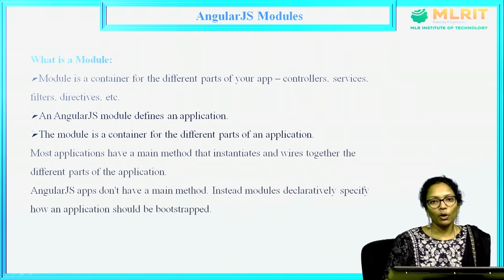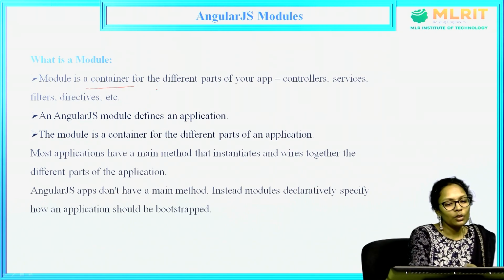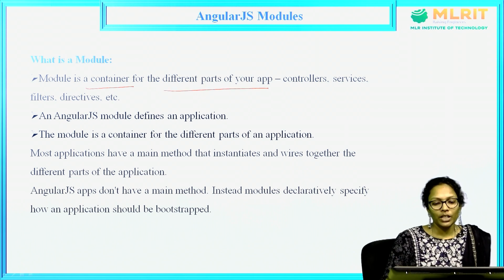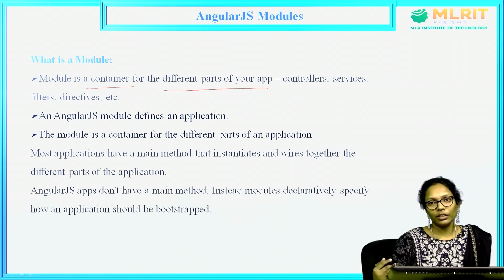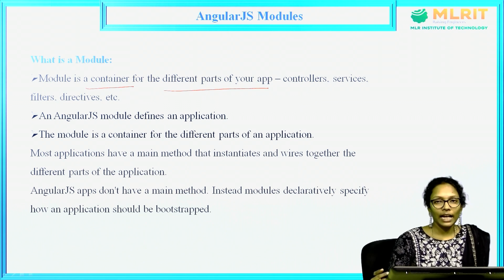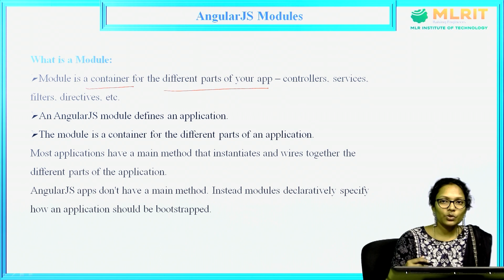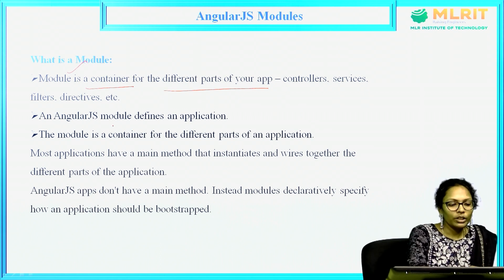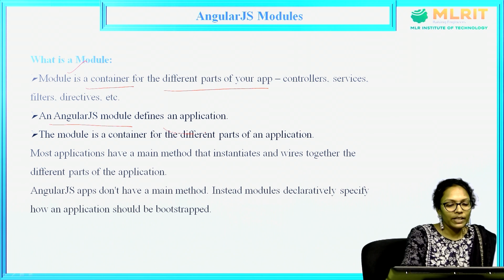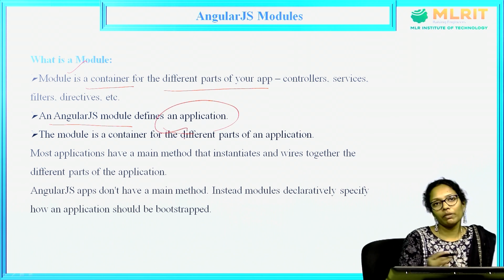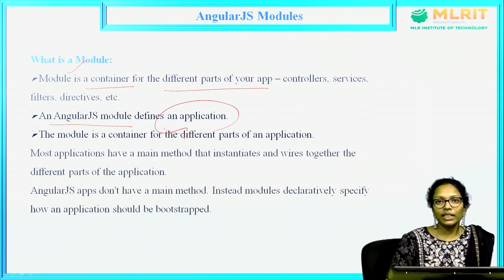So first of all, what is a module? A module is nothing but a container for the different parts of your application. Here we are writing different things. You're using a division tag, you're making your AngularJS application, then you're creating some modules, containers, you have services, you have directives, you have filters. So in AngularJS, we have so many things. How do we connect all these? We can connect all these things using the module concept. So what is the use of an AngularJS module? It defines an application. The whole application can be defined using this AngularJS module. It is a container which holds all these things and connects all these things.